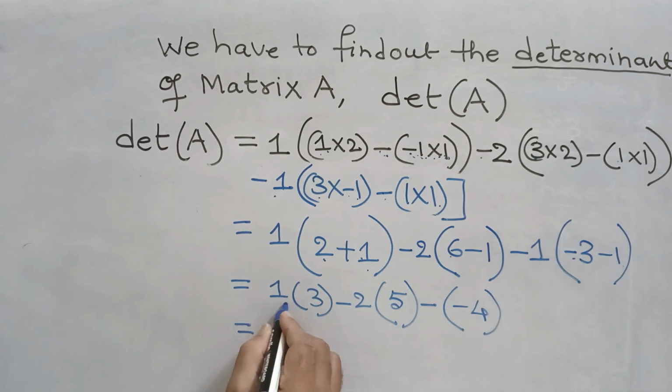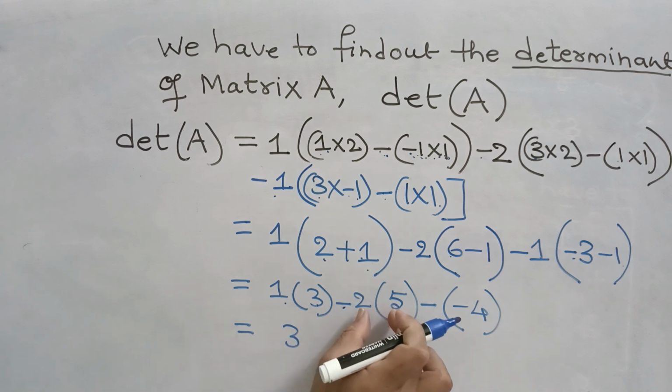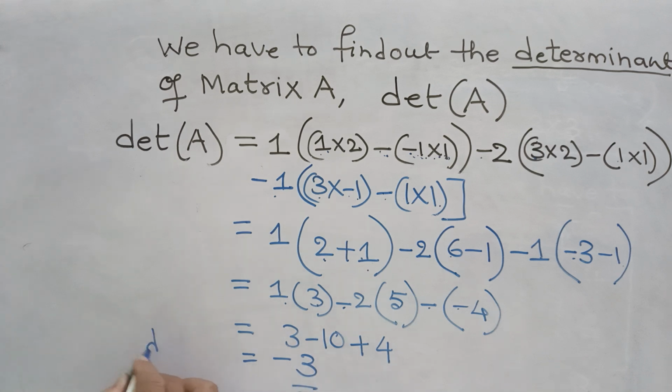This is equal to 1 into 3, 3. Minus 2 into 5, 2 5s are 10, that is minus 10. Minus into minus plus 4. This is equal to how much? 3 plus 4, 7. 7 minus 10, how much? Minus 3. Therefore, your answer is minus 3, nothing but the determinant of A. So, your determinant of A value is minus 3. That we have to find out first. Very easy, no?